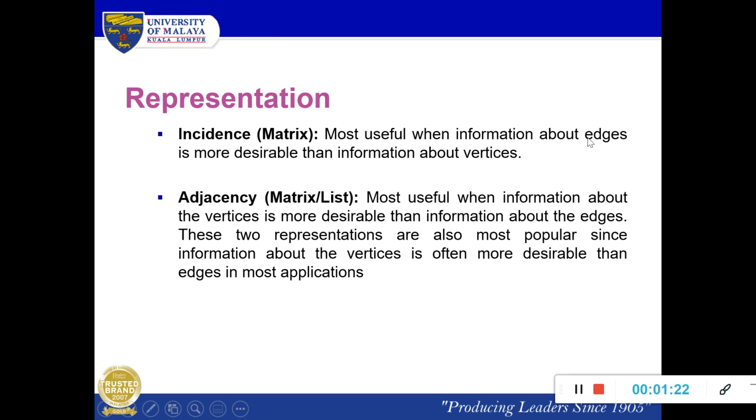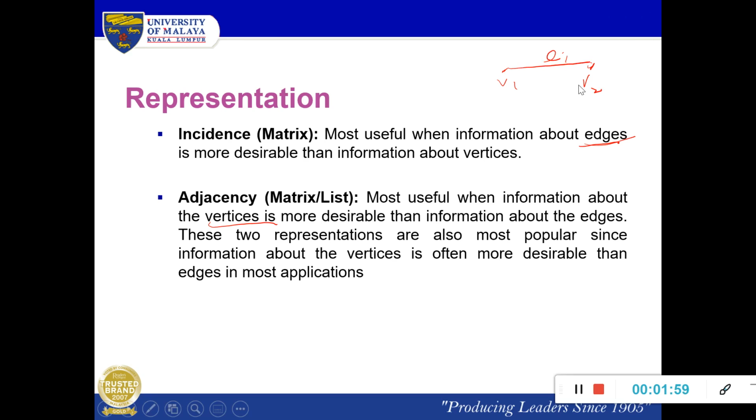The incidence matrix is most useful when information about edges is more desirable than information about vertices. So this is the incidence matrix, based on the edges. And the adjacency matrix, based on neighbor vertices, is most useful when information about the vertices is more desirable than information about the edges. Remember, you learned about graph theory before the mid-semester break. You have edges, you have vertices, vertex 1, vertex 2, and you have edge E1. Just to recall, okay?